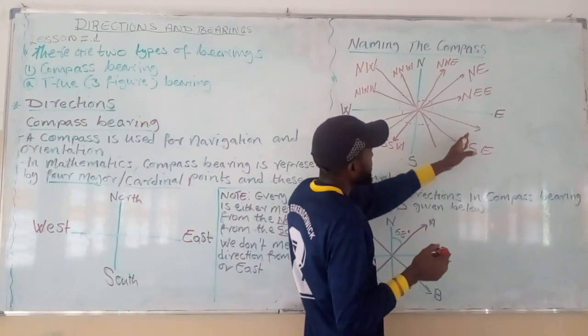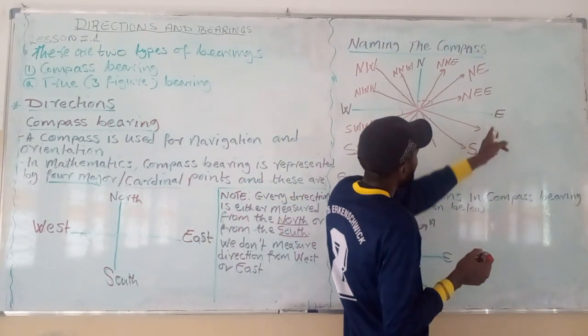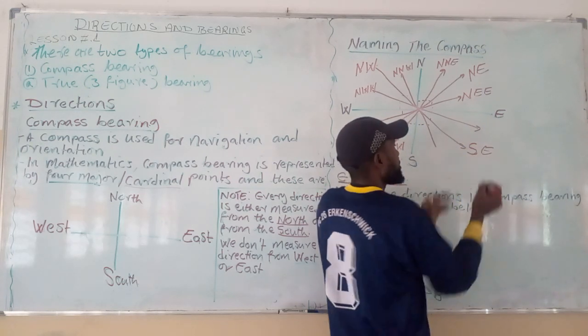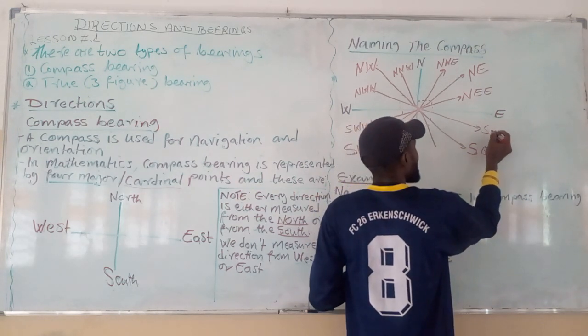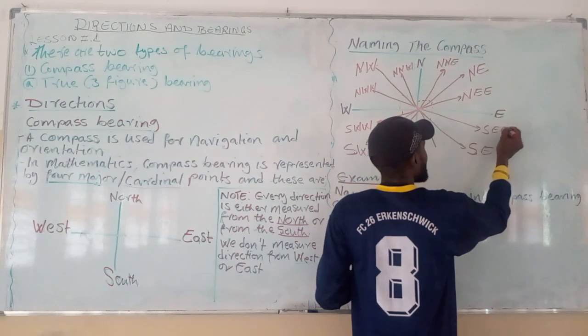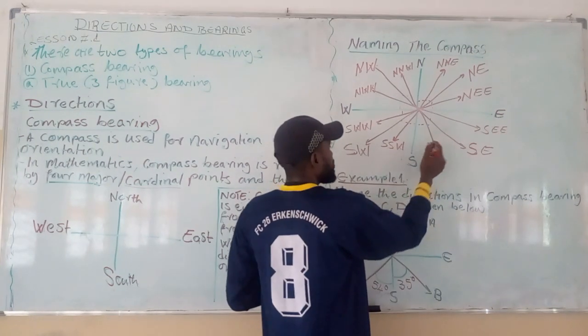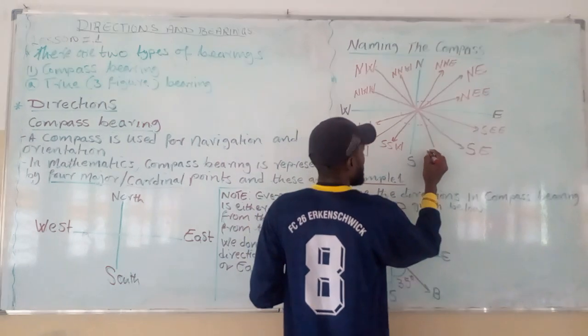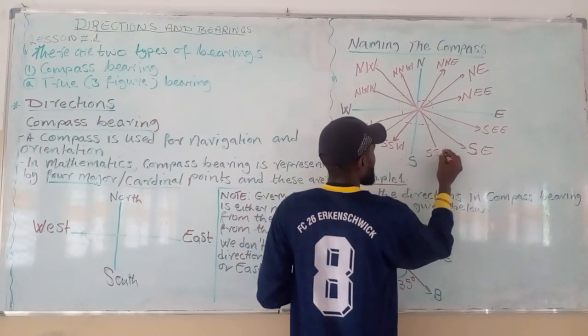Then we move on to the next one. This one which will be south, east, east. Now this is southeast. So we are going to have south, east, east. What about this one? This one to be south, southeast. So we are going to say this is south, southeast.